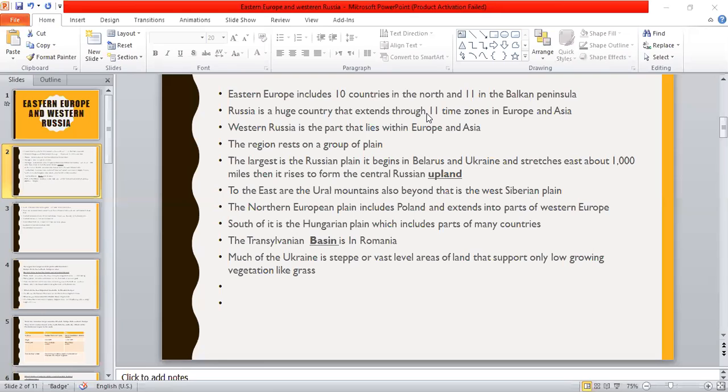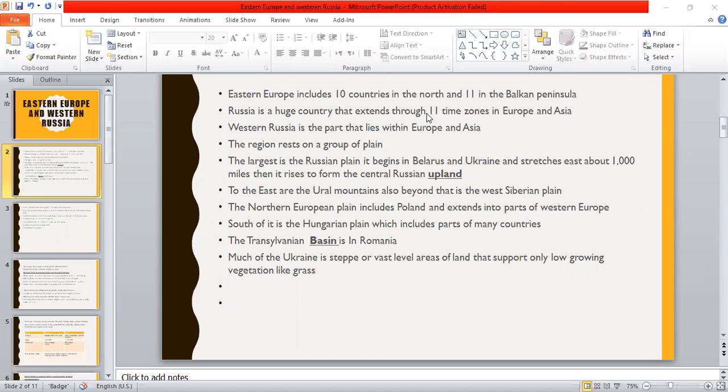So as you can see now, we have many plains that Western Europe and Eastern Russia rest on. The Transylvanian Basin is in Romania, and much of the Ukraine is steppe, or vast level areas of land that support only low-growing vegetation like grass.